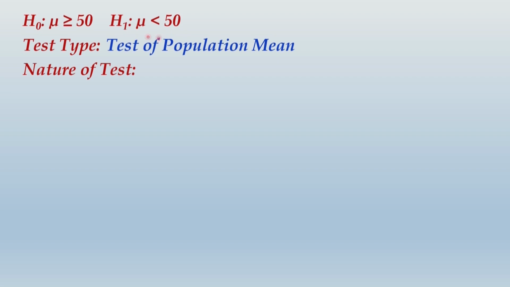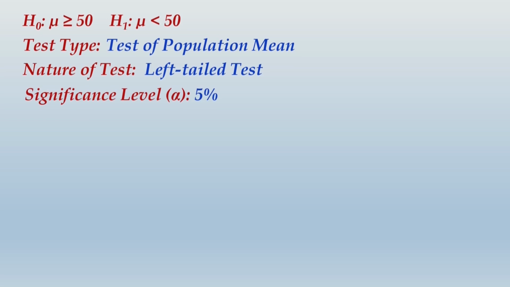So in this case you observe H1, it is always H1 that can clarify the nature of test. H0 cannot always clarify the nature of test. So H1 specifying that mu less than 50, which indicates that your critical region has to lie to the lower side. That means this is definitely a left tailed test.